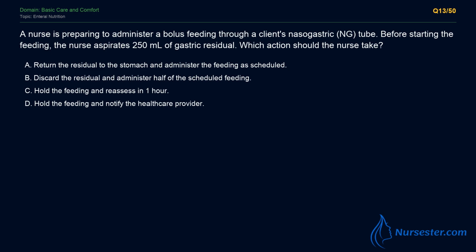Question 13. A nurse is preparing to administer a bolus feeding through a client's nasogastric (NG) tube. Before starting the feeding, the nurse aspirates 250 milliliters of gastric residual. Which action should the nurse take?